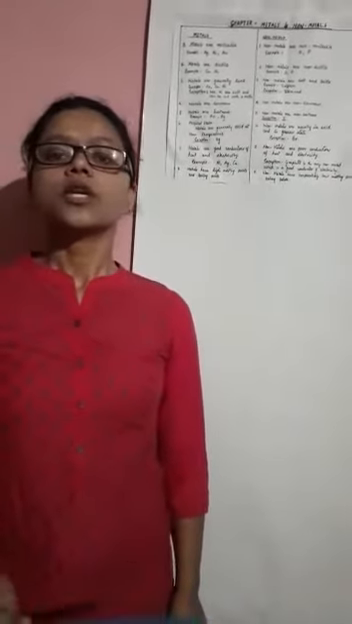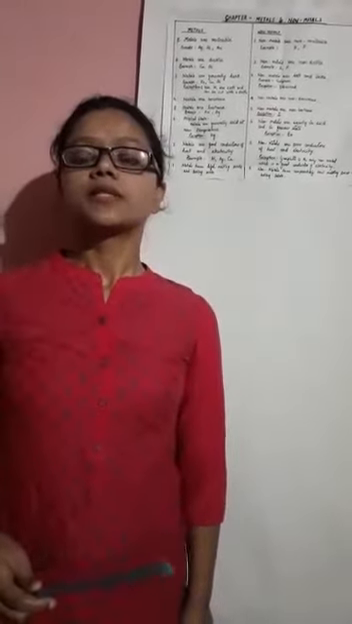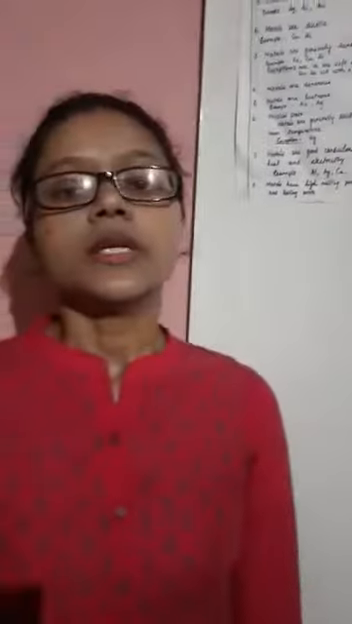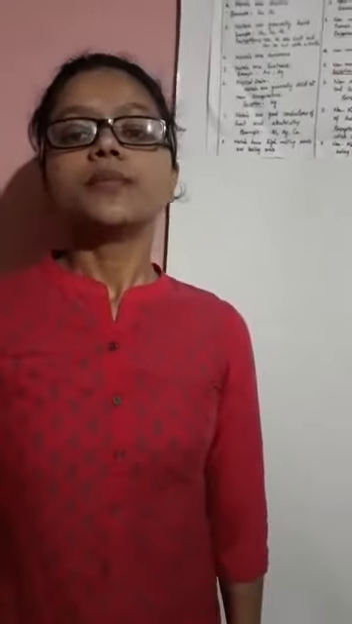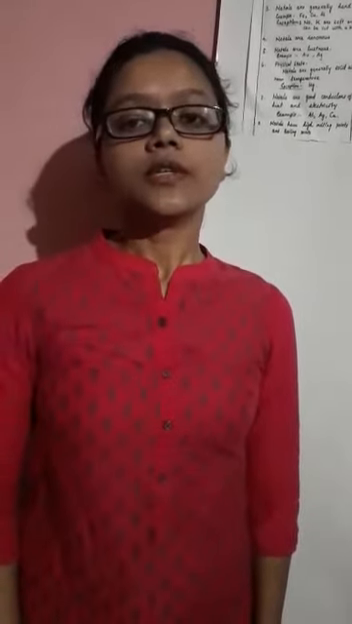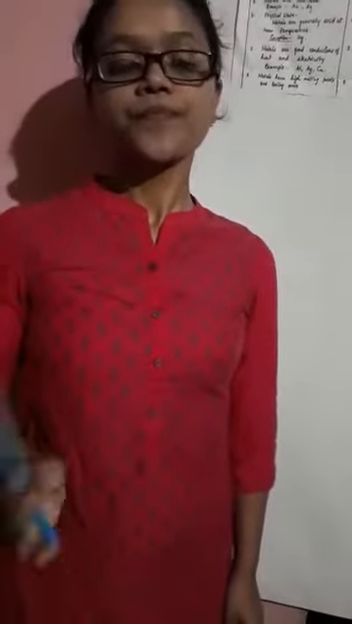Now we discuss some physical properties of metals and non-metals. First physical property of metals is metals are malleable. What do you understand by malleable? It's a property of metals which can be beaten into thin sheets. Example: gold, silver, aluminium. We see that aluminium foils are extensively used in wrapping food items. Silver foils are also used for decorating sweets, etc.